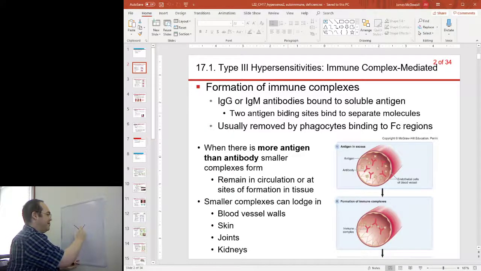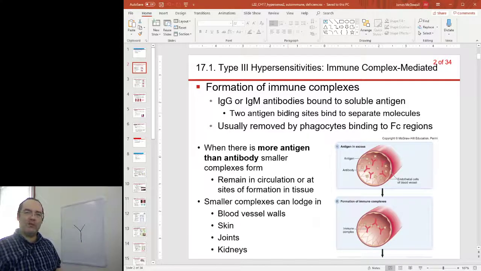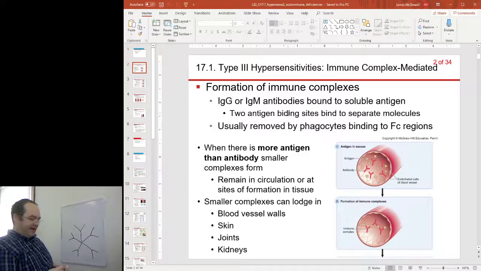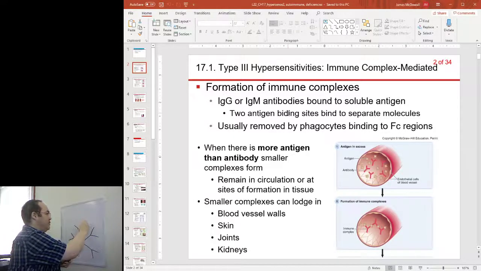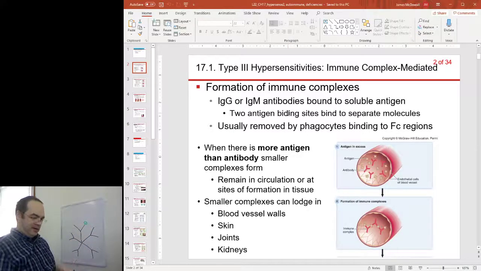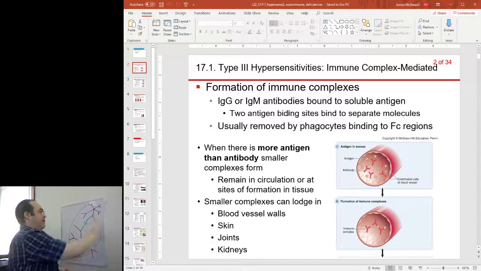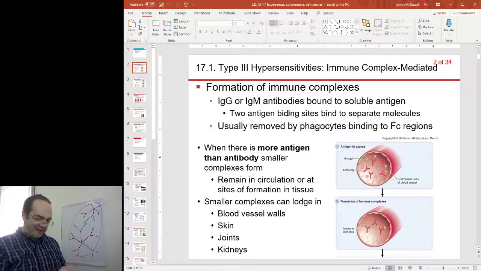IgG is that monomer, that single Y shape. IgM is our pentamer, made up of 5 Y shapes. 1, 2, 3, 4, 5. And they can stick to antigens on their arms, and then other antibodies can stick to them. And then this whole thing, after many antigens and antibodies have stuck together, is an immune complex.